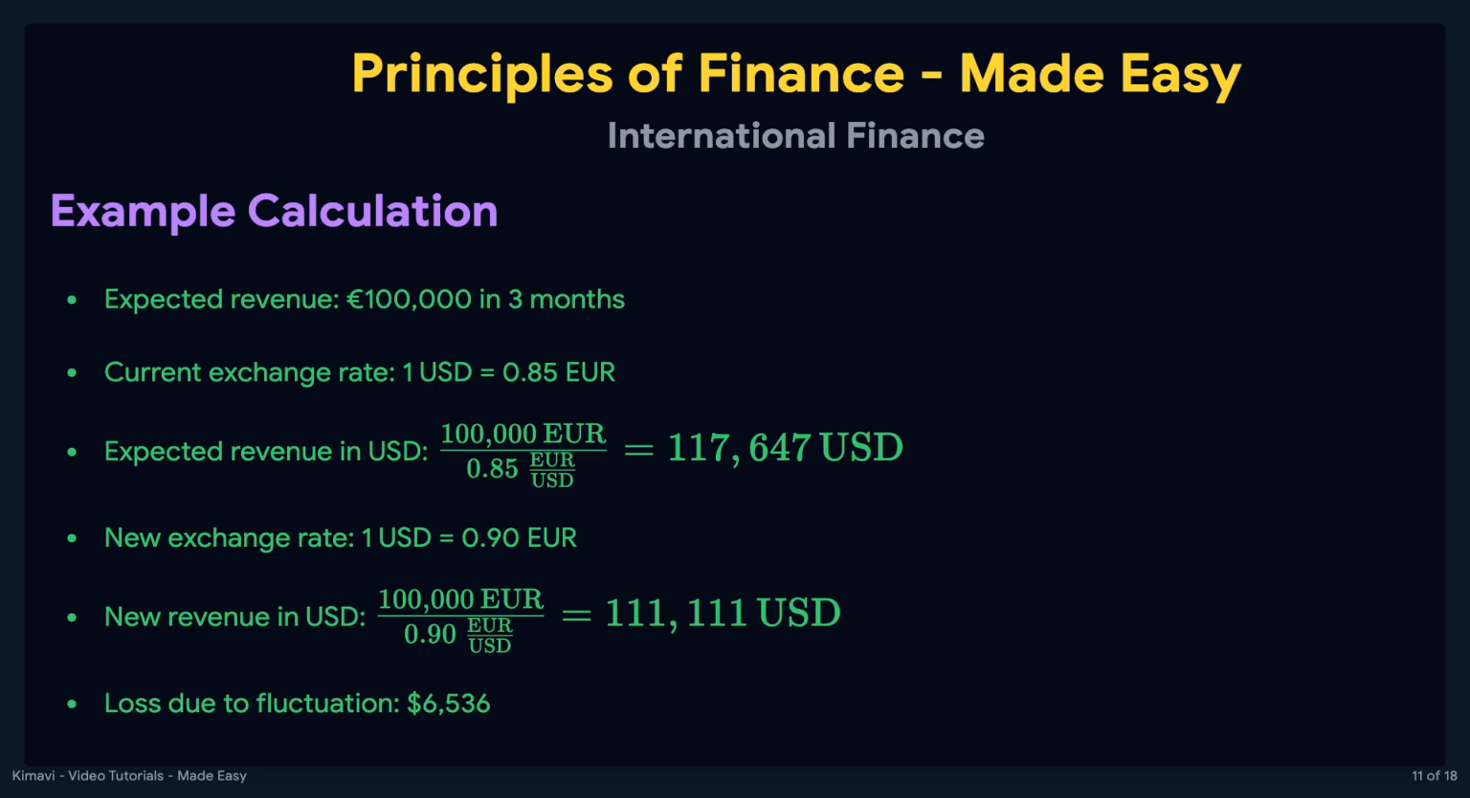If the exchange rate changes to 1 USD equals 0.90 euro in 3 months, the revenue in USD would be 100,000 euros divided by 0.90 euro per USD, which equals 111,111 USD. This change results in a loss of $6,536 due to exchange rate fluctuation.